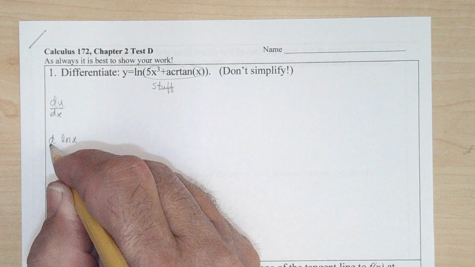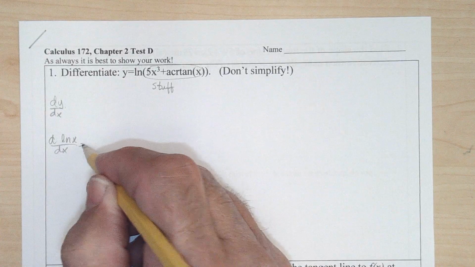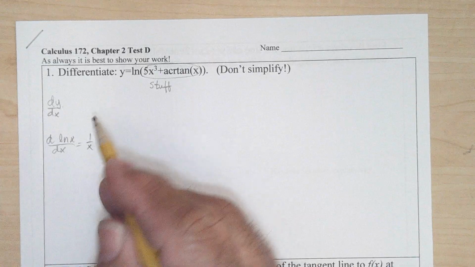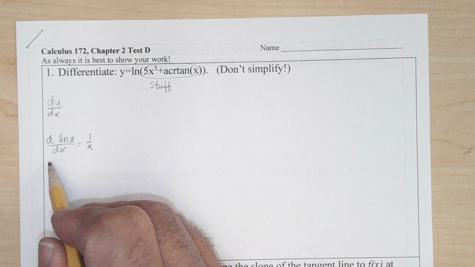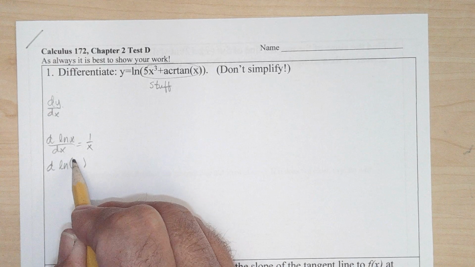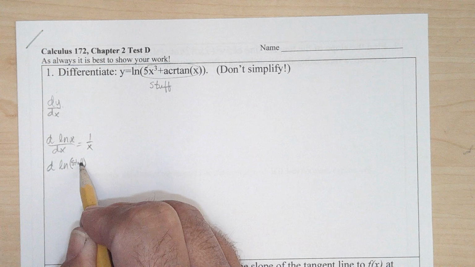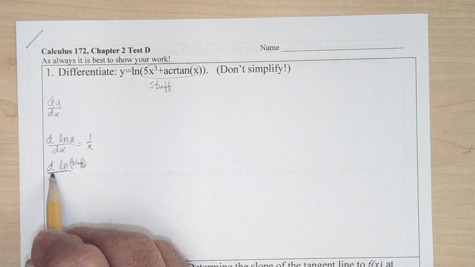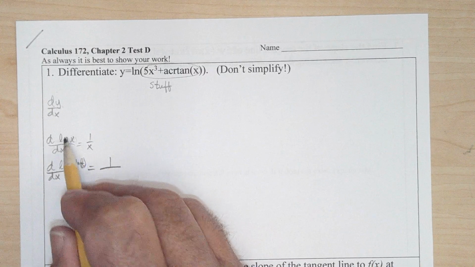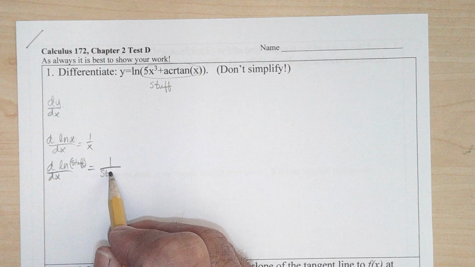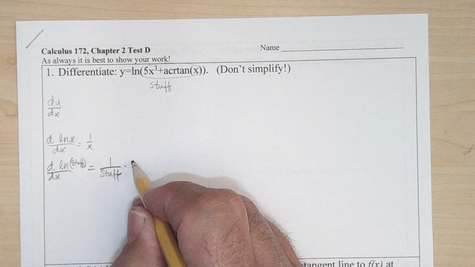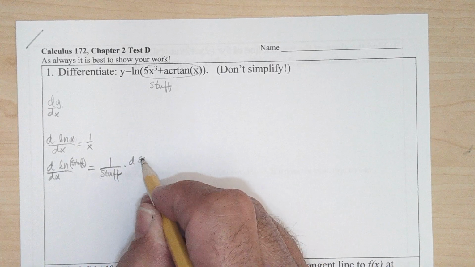ln of x, according to your notes, is 1 over x. But I don't think I made it clear that if it's not of x, if we're doing the derivative of ln of something more complicated, some ln of some stuff, it becomes 1 over the stuff. And then, since that's not just an x, we then have to do the derivative of the stuff.